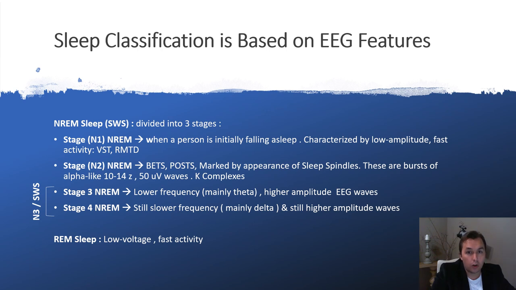Stage N3 non-REM, otherwise known as slow wave sleep, was previously subdivided into two stages with the following characteristics on the EEG. In stage 3, there is a lower frequency background activity, mainly in the theta range, which was differentiated from stage 4, which had even slower frequencies, mainly in the delta range, and these waves typically had a higher amplitude. And then finally, REM sleep is marked by low voltage fast activity that resembles an awake person.